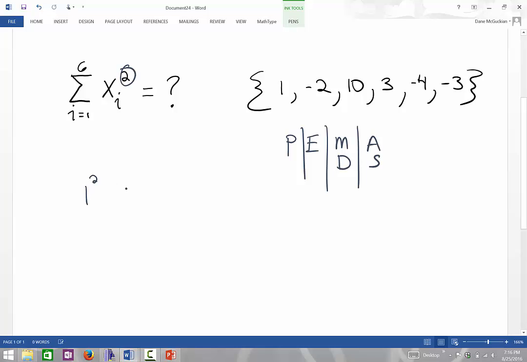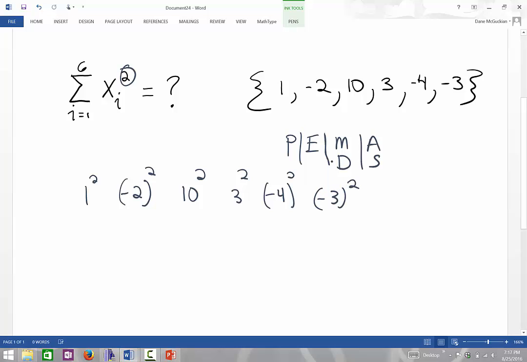So we'll have 1 squared, negative 2 squared. Remember, you square the negative with the value 2 as well. Square the 10, square the 3, square the negative 4, and then square the negative 3. Okay, so if we square those values, we get 1, we get 4, we get 100, we get 9, 16, and then positive 9. And only after we've done all the squaring do we apply the addition, right? So we've done the exponents, we're down to the addition now, so now we tackle the addition step. So we just add at that point.